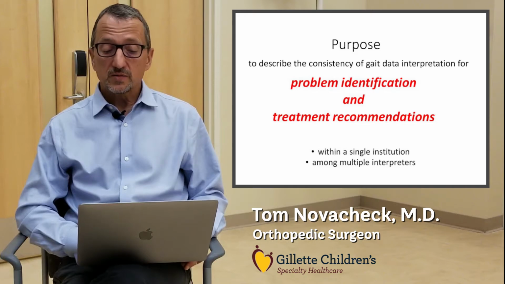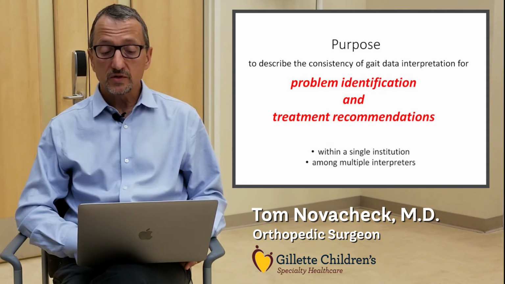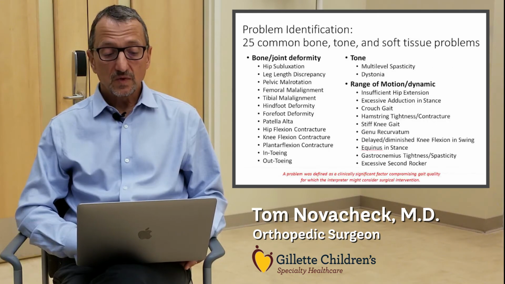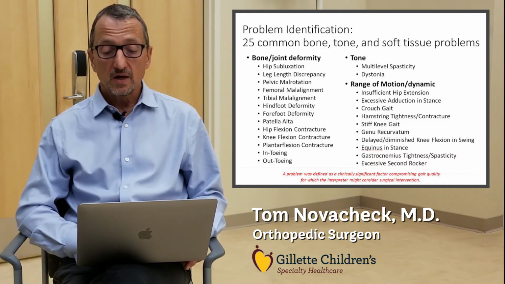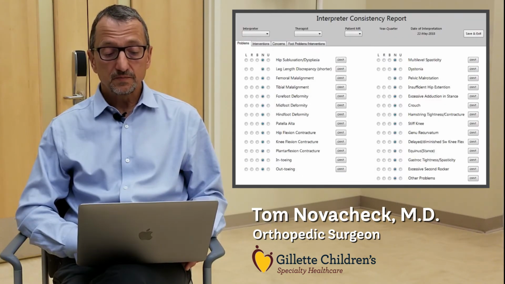This article describes the consistency of gait data interpretation for both problem identification and treatment recommendations within our institution amongst our multiple interpreters. Here is the list of 25 common bone, tone, and soft tissue problems. We asked the interpreters to identify it as a problem if he or she thought it was a clinically significant factor compromising gait quality and for which the interpreter might consider surgical intervention.